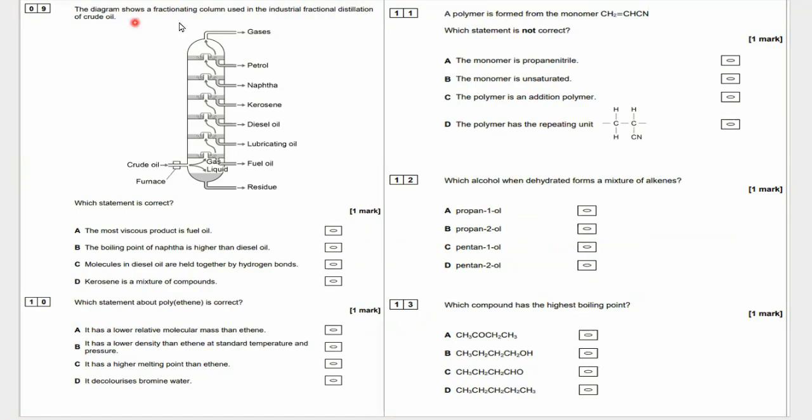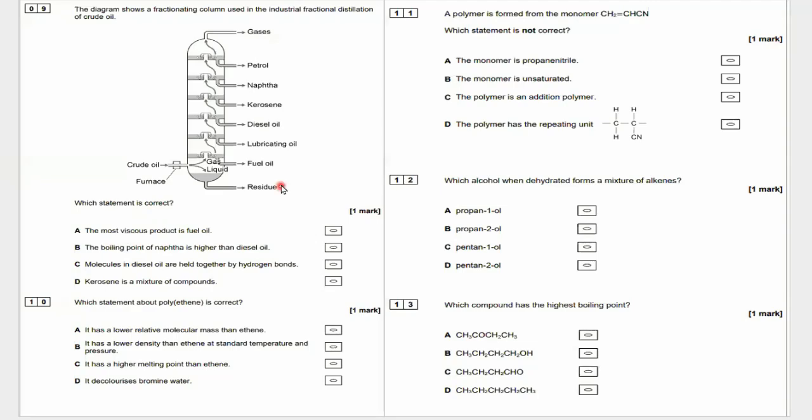Question 9. The diagram shows a fractionating column used in the industrial fractional distillation of crude oil. We have gases at the top: petrol, naphtha, kerosene, diesel oil, lubricating oil, fuel oil, and then residue going down the fractionating column. We have a furnace, boiler, heater kind of thing, with crude oil coming in and getting vaporized. Which statement is correct? A, the most viscous product is fuel oil.